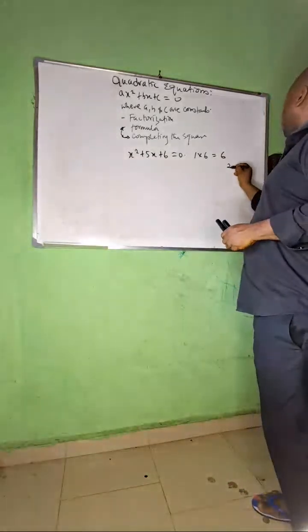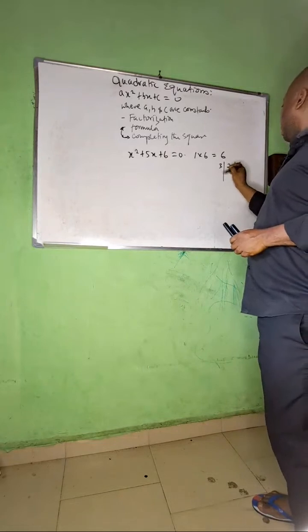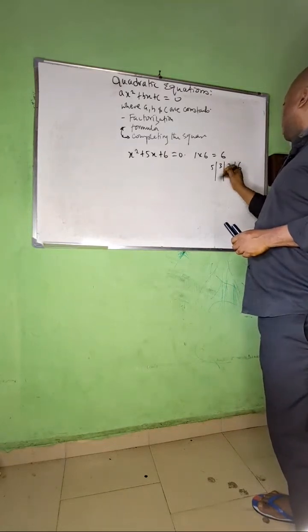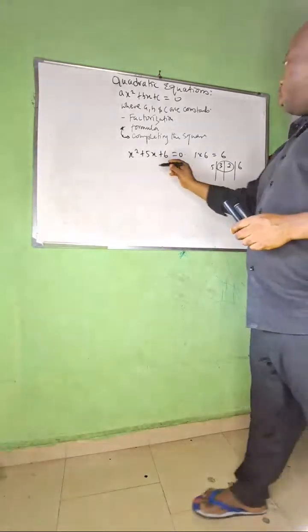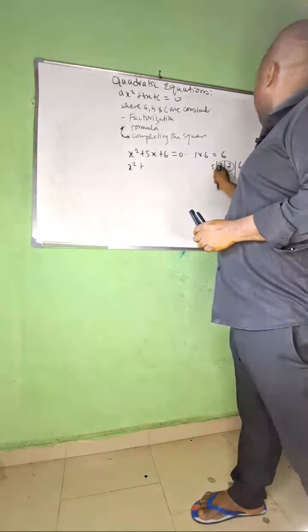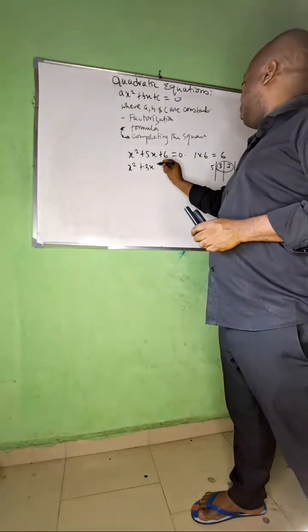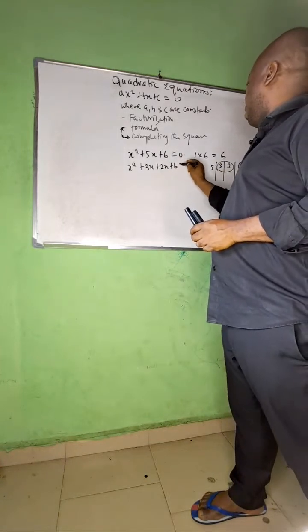Okay, we try 2. 6 divided by 2 is 3. 3 and 2 would give us 5. And so instead of writing 5x here, we replace it with 3x and 2x. So that would be x squared plus 3x plus 2x plus 6 equals 0.